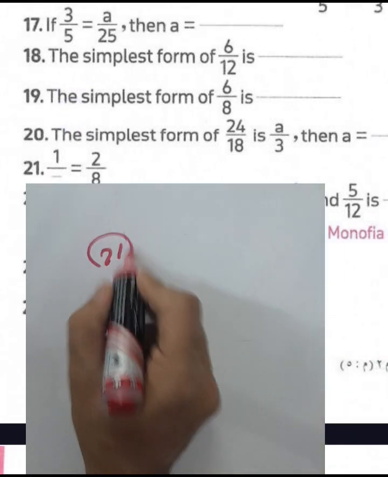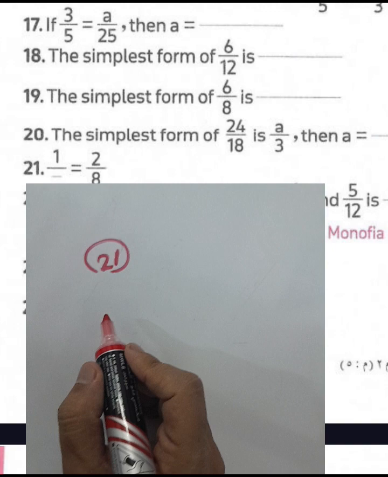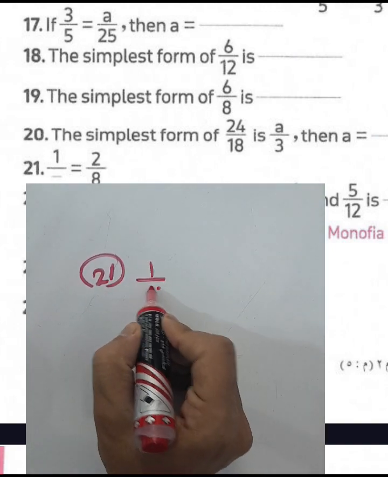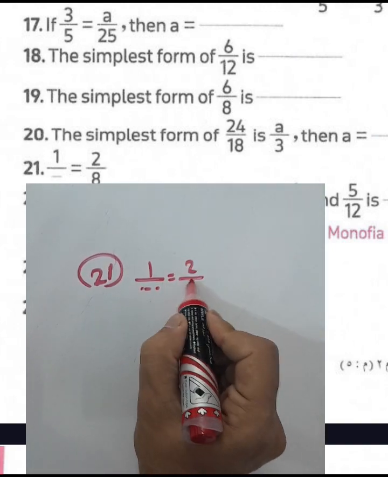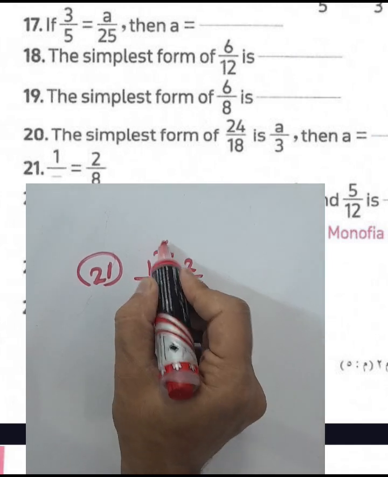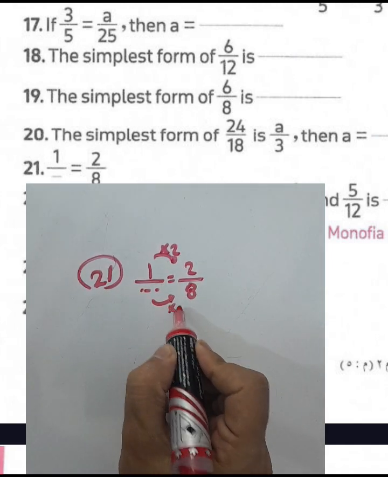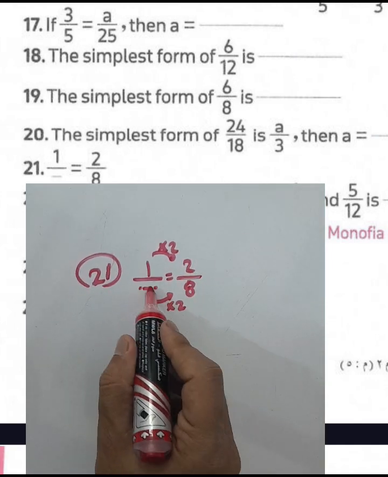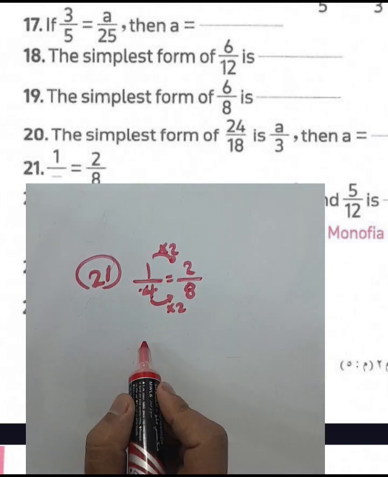Next question, 21. 1 over space equals 2 over 8. Write here times 2, here times 2. 1 times 2 equals 2. 2 times 4 equals 8. Then we must write 4 in the space here.